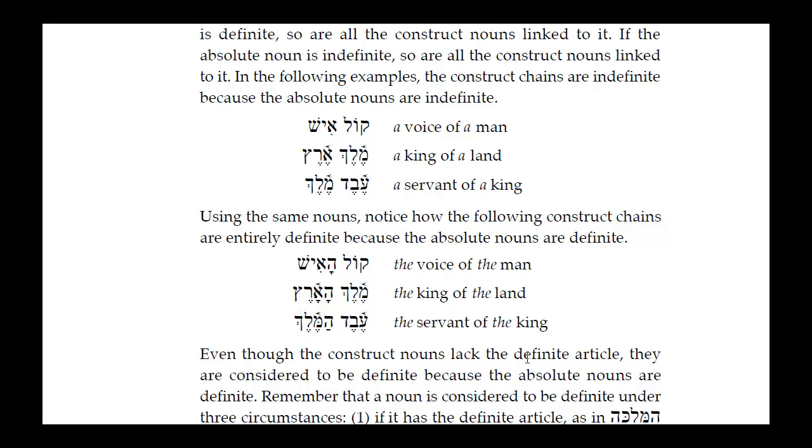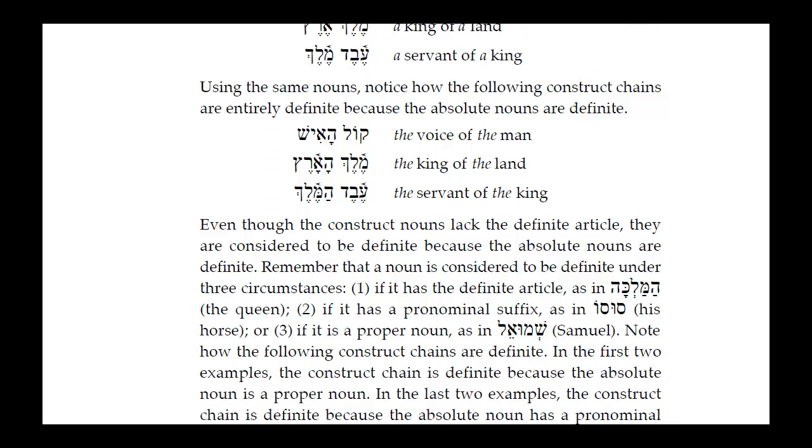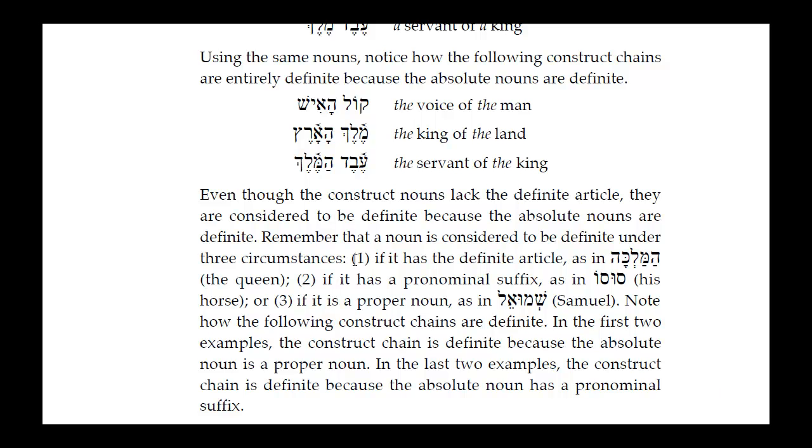So even though the construct nouns lack the definite article, they are considered to be definite because the absolute nouns are definite. Remember that a noun is considered to be definite under three circumstances. This is important. If it has a definite article, as in Hamalcha, the queen, or if it has a pronominal suffix, as in Suso, and this is the third masculine singular pronominal suffix, or if it is a proper noun such as Samuel or David or Solomon, they are understood to be definite.